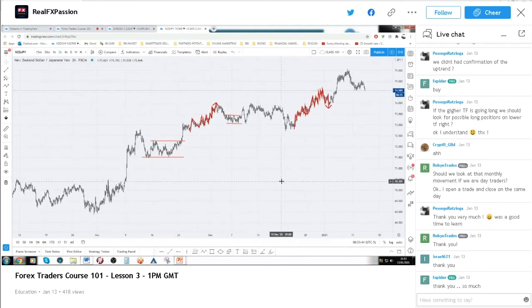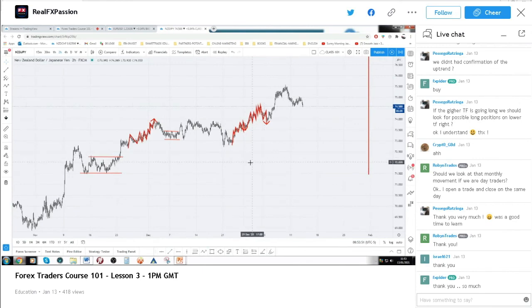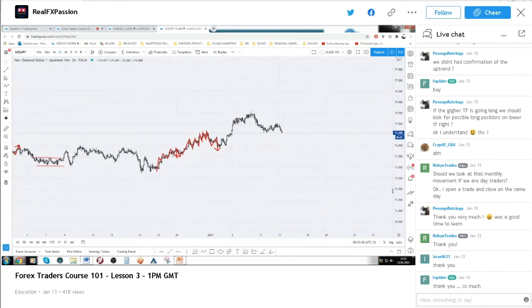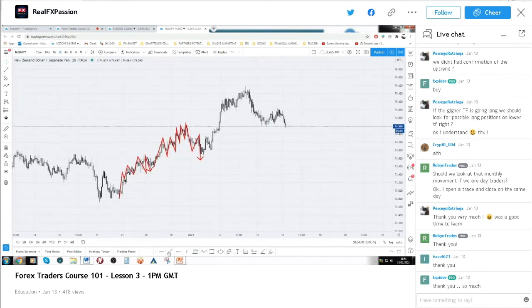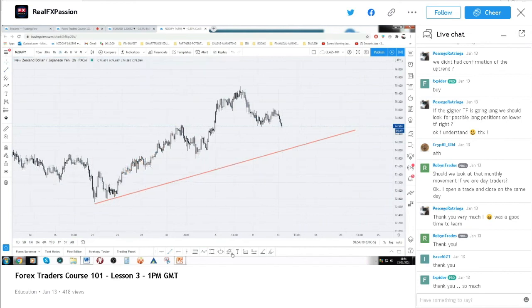So this is the 2-hour chart, right? NZDJPY 2-hour chart. Now, see, everybody, this is the 2-hour chart, and this is the uptrend line. This is the uptrend line. When the market comes somewhere down in here, what are you going to do?